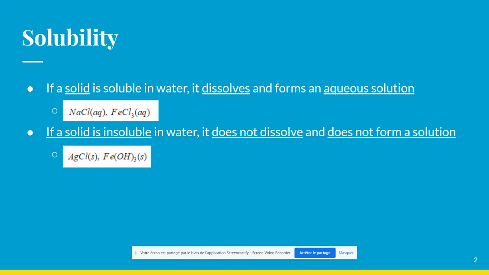So solubility just describes if something will dissolve in water or not. So if it is soluble in water, it's going to dissolve in water. And if it is insoluble in water, it is not going to dissolve in water.